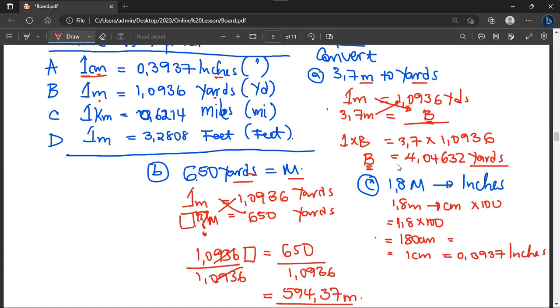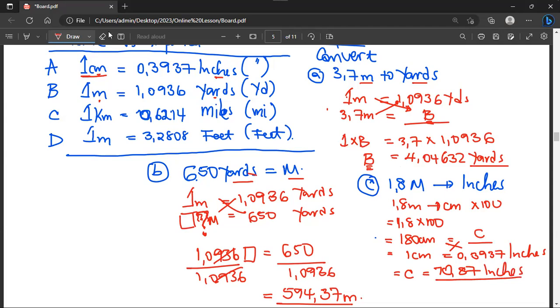But then what about if I have 180? What will it equal to? We don't know. What shall we do? Cross multiply. So 1 multiplies the C, you remain with a C, which equals 180 times 0,3937. So my answer here is supposed to be 70,8. These are inches.